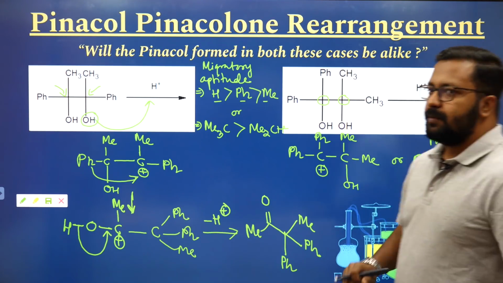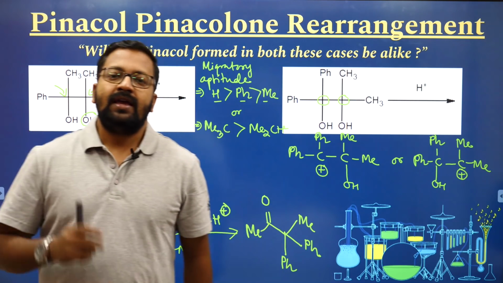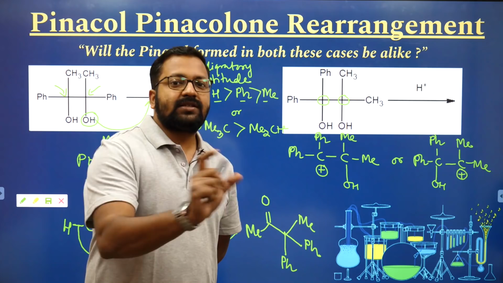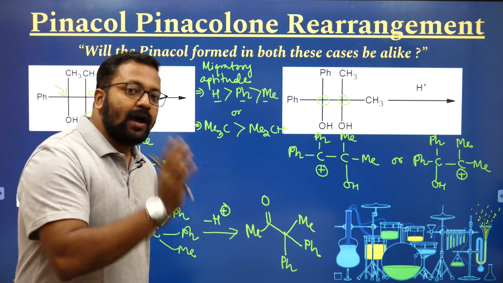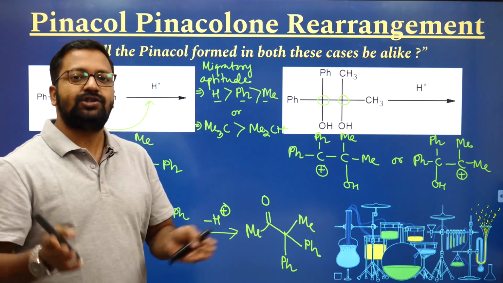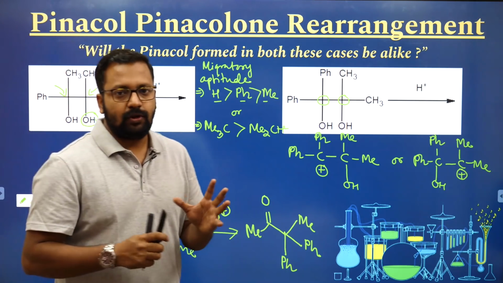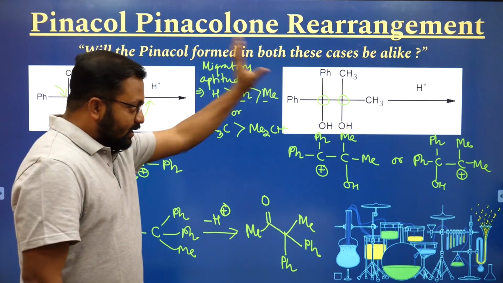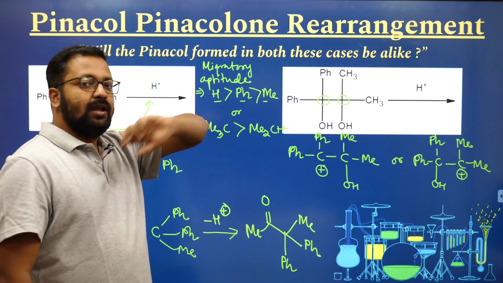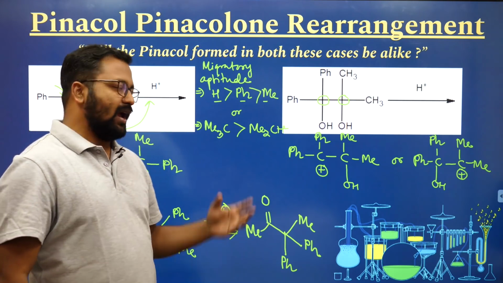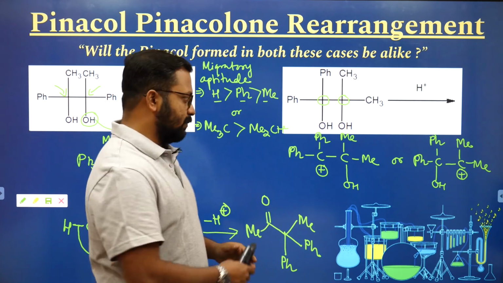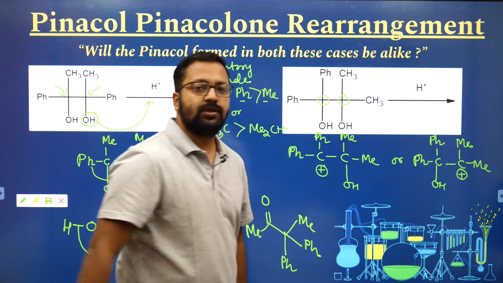Earlier I told you which is the rate determining step. The rate determining step is the step in which the first carbocation is formed in pinacol pinacolone rearrangement. Every reaction has a different rate determining step. In all pinacol pinacolone rearrangement reactions, the formation of the very first carbocation will be the rate determining step. So between these two carbocations, which is more stable?